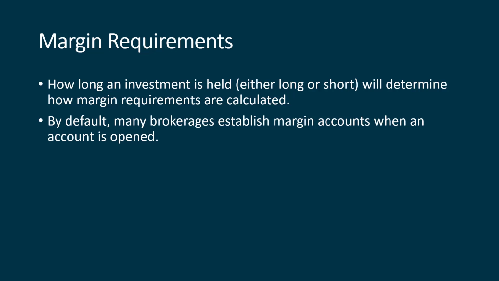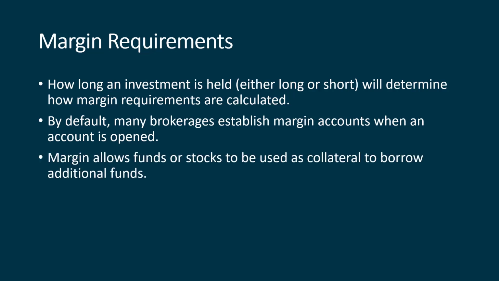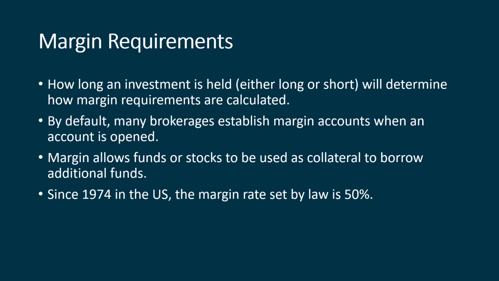You may have an account right now or multiple accounts. Do you know if they're margin accounts or not? You probably want to go in and check that. The idea behind this statement is not to say they're good or bad. You just want to be sure that you know what you have. Margin allows funds or stocks to be used as collateral to borrow additional funds. If you put $5,000 into an account, you basically can borrow against that $5,000, which increases the amount of stocks that you can buy. Since 1974 in the US, the margin rate that is set by law is 50%.